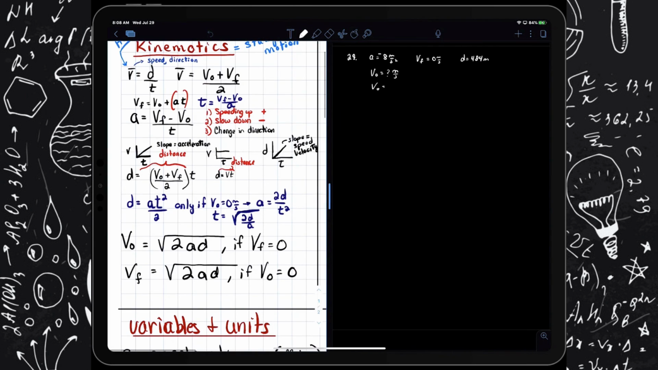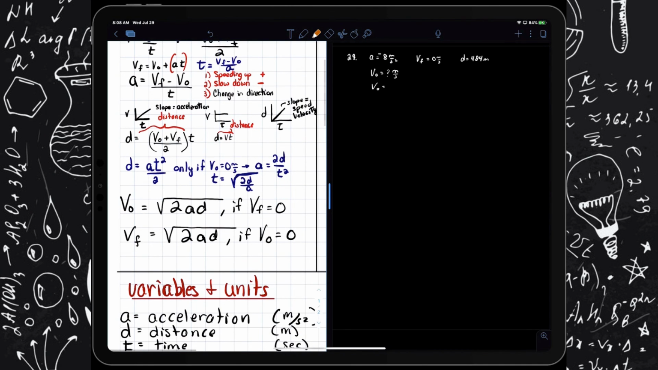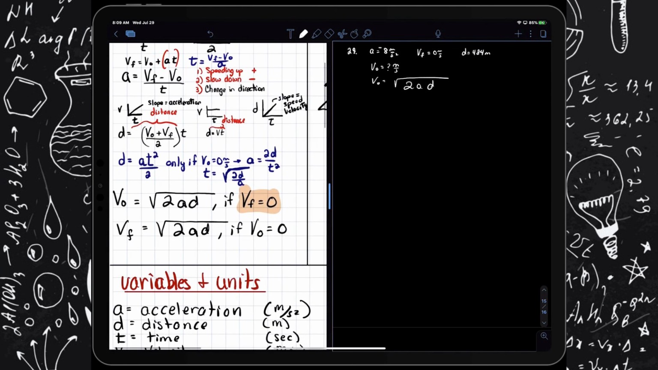All right, formula time. If you ever see VO or VF being 0, just look for those statements. We had this one right here, where VO was 0. Well, we're trying to find VO, so that's not it. If we go down below, if VF is 0, then I would use that formula. So I'm going to have the square root of 2AD here.